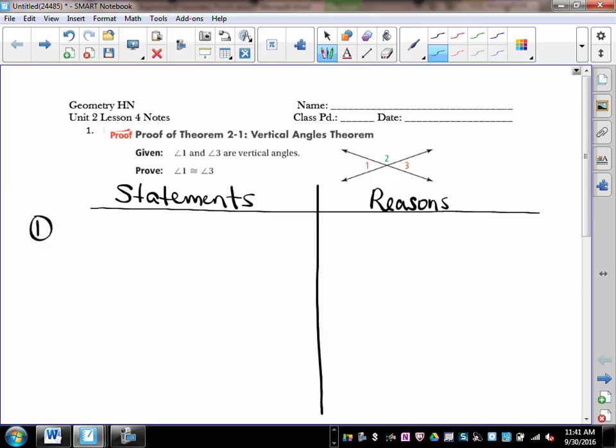Given. Right, the given statement. Write it out exactly as you see it. Angle 1 and angle 3 are vertical angles. You can use abbreviations. And what's my reason? Given. Oh, good job.